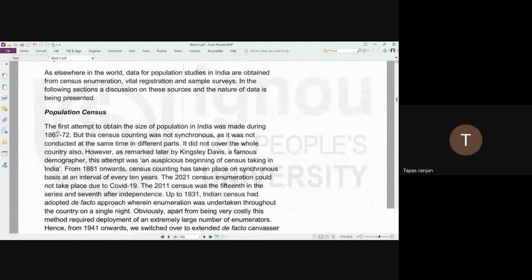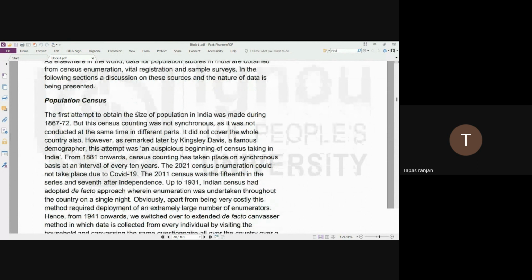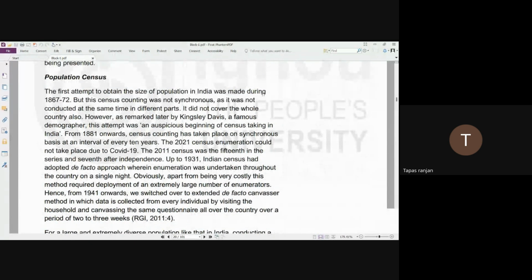Regarding the census, I think the first attempt was made in 1872, which was unsuccessful. Then the first successful census was conducted in the year 1881, after which, within a period of every decade, we have a census. Now, in 2021, we didn't have any census because of the COVID-19 pandemic, as you all know. So the last census that was conducted was in 2011, and all the data are easily available.